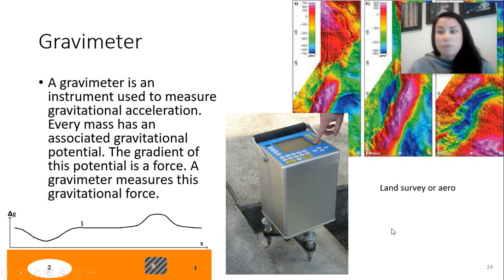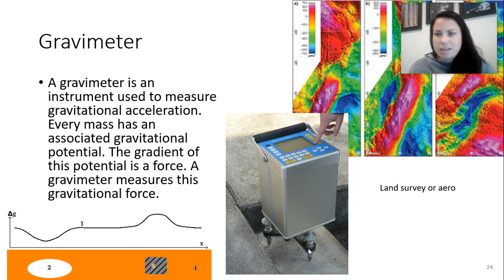Okay, next is a gravimeter. Now, a gravimeter is an instrument used to measure the gravitational acceleration. And every mass has an associated gravitational potential, and the gradient of this potential is a force. A gravimeter measures the gravitational force. So here's what a gravimeter looks like. It's very sensitive. You can see that it has its own little tripod set up here. And it basically measures the gravity at that point.